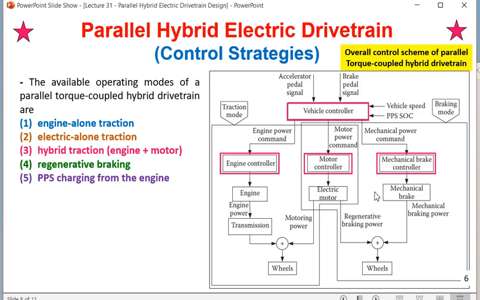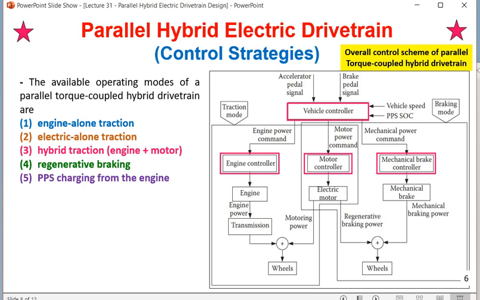Right side is braking. So there are, I told you, two types of braking. One is mechanical and other is electrical. Electrical braking is also called as a regenerative braking. So it is generated by the electric motor. Reverse direction rotation of the electric motor compared to the traction produces the electrical braking.